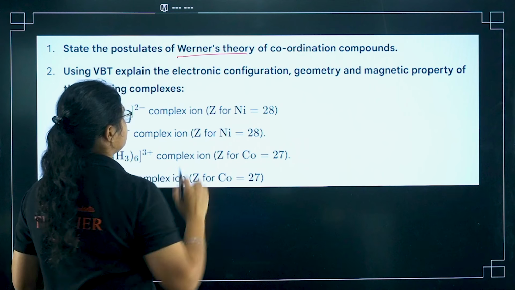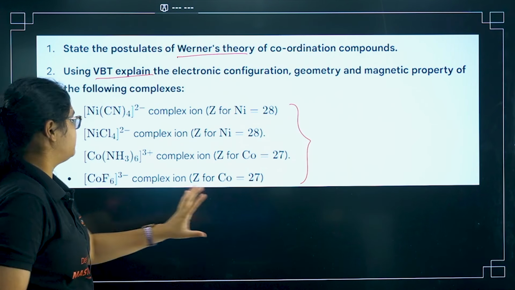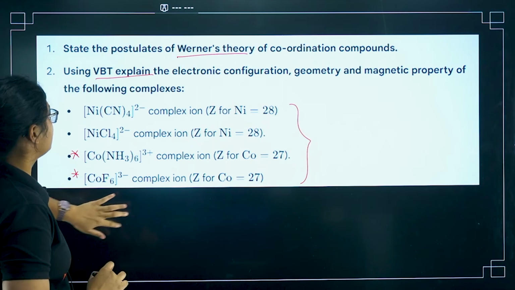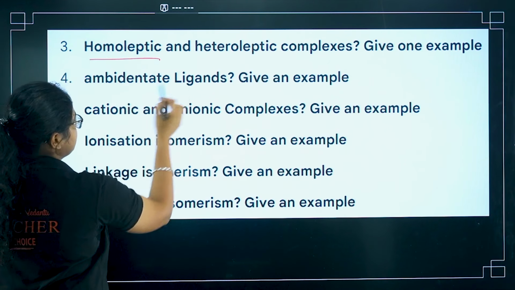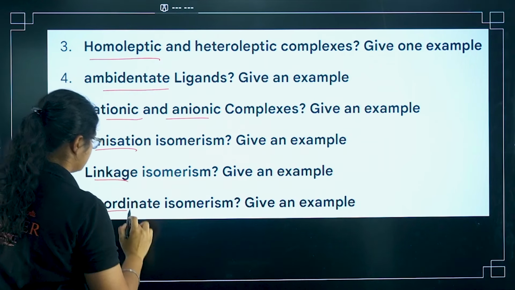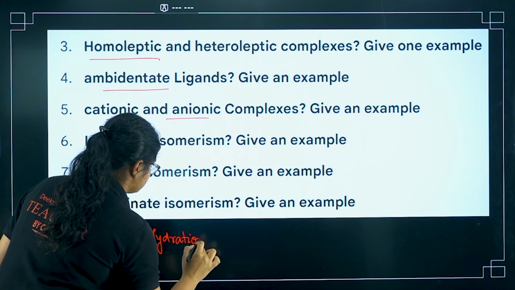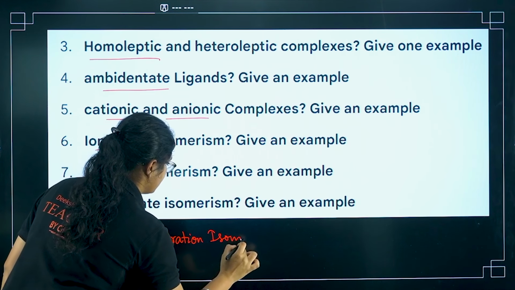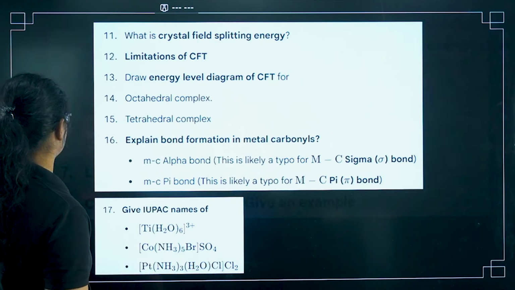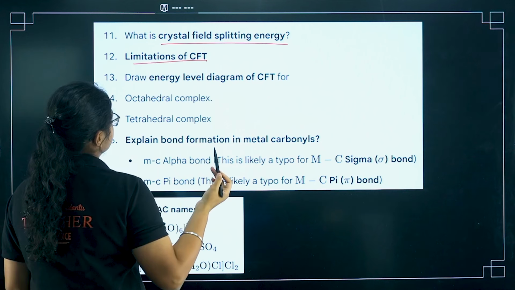The first question that you should prepare is Werner's theory. Then using VBT, you have to explain all the 4 complexes, especially focus on coordination number 6. This is more important. Then you have homoleptic, heteroleptic, ambidentate ligands, cationic and anionic complexes, and all the 4 isomerisms. Here you have one more isomerism, that is hydration isomerism.